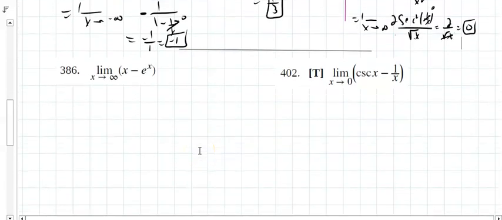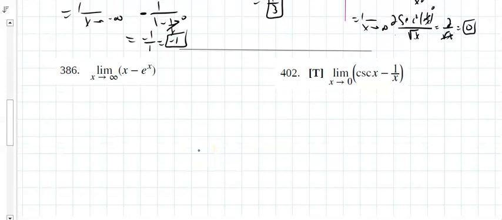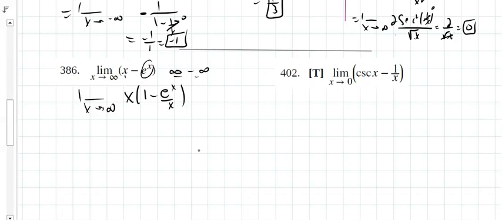Now we get to a different problem. If you take the limit as x approaches infinity, that's infinity minus infinity. Well, we have a problem with that. Now we know exponential is growing faster than x. The answer is negative infinity, but we have to show it. Anytime that happens, you're going to factor out. If you see a fraction, get a common denominator; if not, factor an x out. That will be 1 minus e to the x over x.